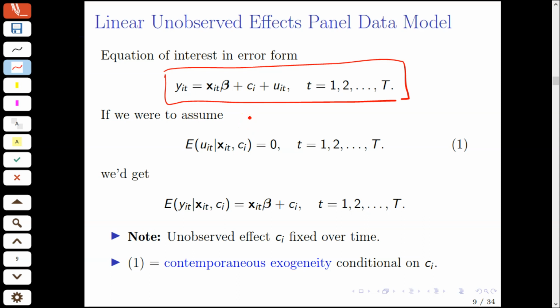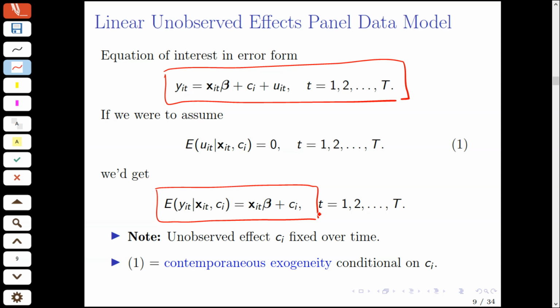then we'd get an expression for the conditional mean of y, namely that, conditioning on the x_it's from the same period, it is linear in those x_it's, and it is also linear in the unobserved effect c_i, which brings us back to our previous slide when we motivated the panel data model.